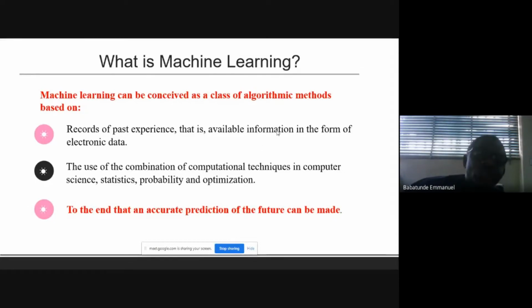And to what end are we using machine learning techniques? It is to be able to accurately predict the future vis-a-vis the previous knowledge that we have about the solution of a problem. That is basically what machine learning is all about. It's a data-driven technique for the prediction of the future on the basis of the past.